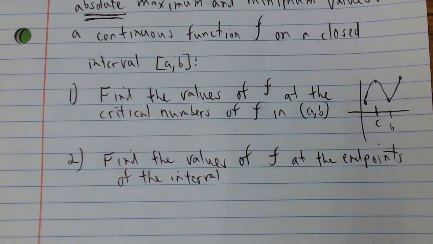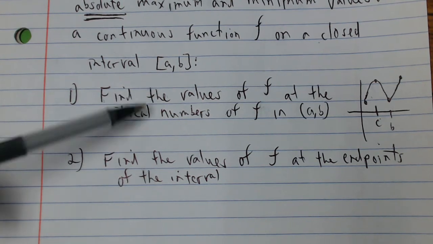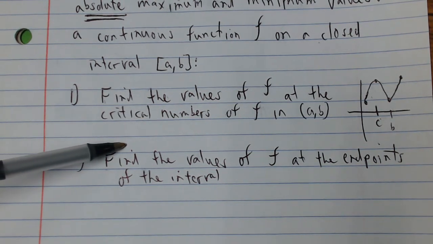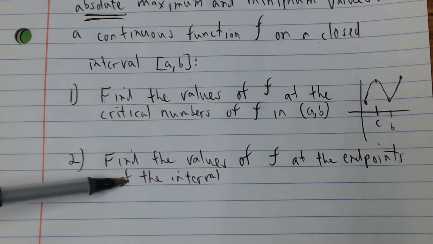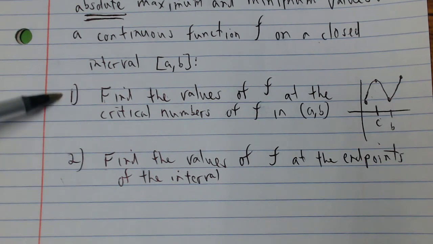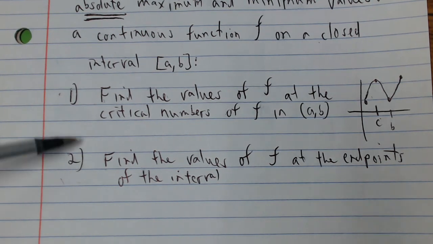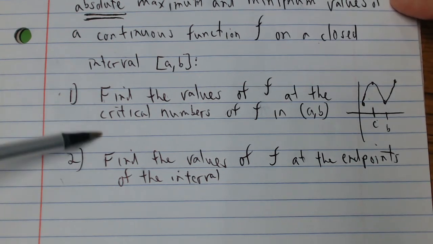And then once you do that, then we're pretty much done. Because from these 2 steps, what do you notice? The largest value from these 2 steps is your absolute max, and the smallest value from these 2 steps is your absolute minimum. So other than these 2 steps, there's no other place where you could have an absolute max or an absolute min. So this closed interval method, these first 2 steps basically guarantee that we can find my absolute max and min through these guys.